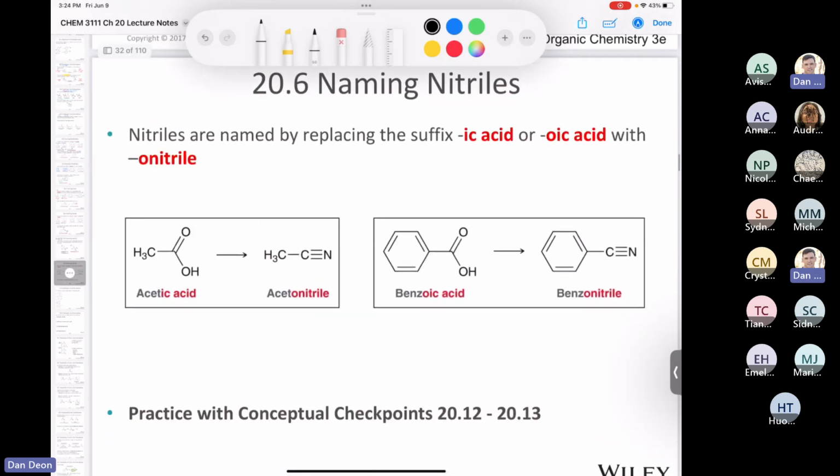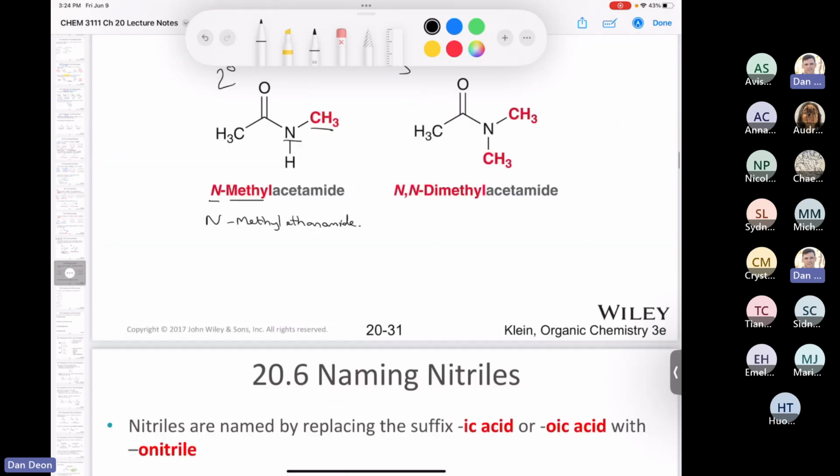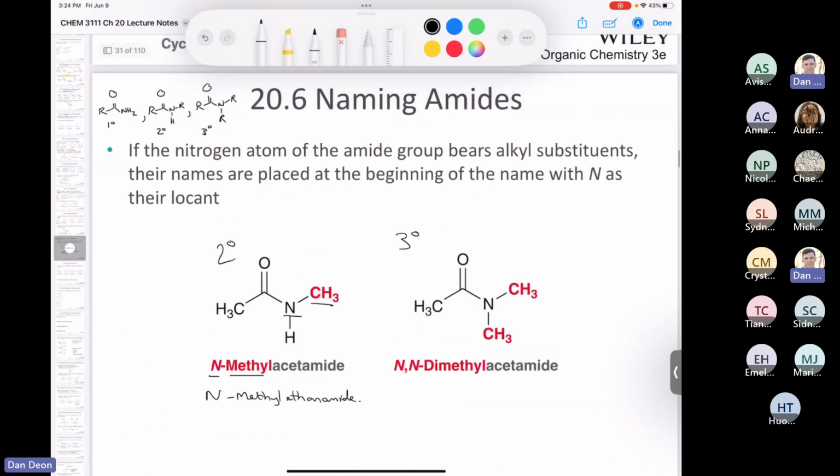Let's move on from there. What about nitriles? Oh, there's one rule that I want to go over with you here that's not covered on this slide, and that's if you have two groups that are different. So let me just draw a little line here.